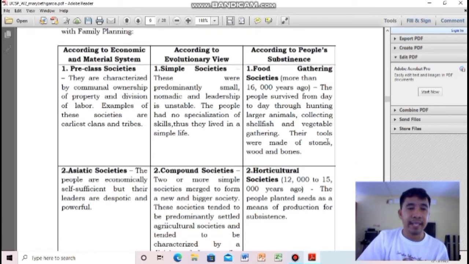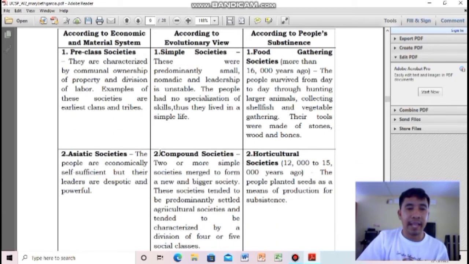Okay. For the second one, Asiatic societies naman, the people are economically self-sufficient but their leaders are despotic and powerful. So in terms of economy, they are self-sufficient. But ang problema is ang ilang mga liderato. Tama ka, mga despotic and powerful, mga poderoso nga mga tao.